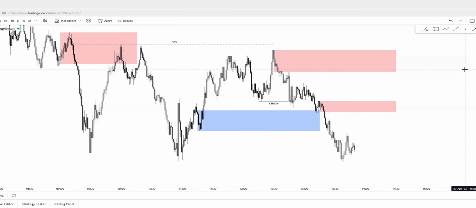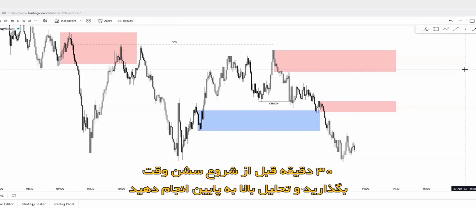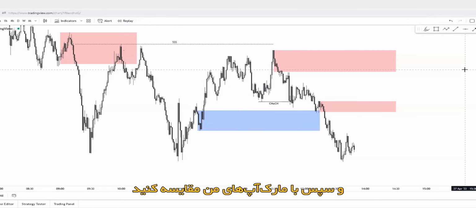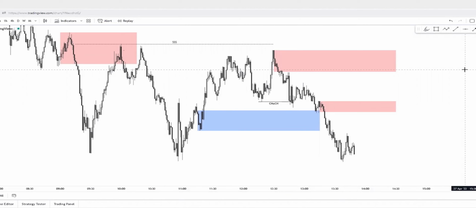So just please do your markups before every single session. Take your time, take 30 minutes before the session starts and do your top down analysis. Do it. And after I post the markups, just compare your markups to my markups because that's the easiest way to learn this strategy.